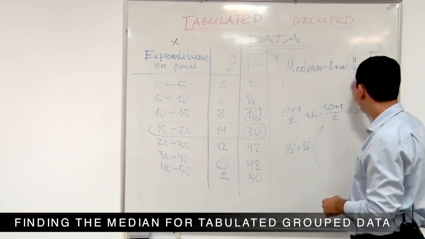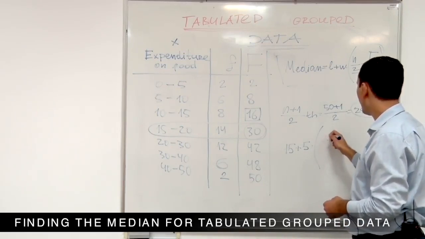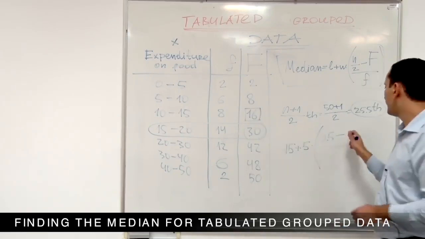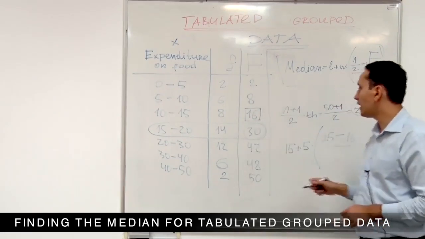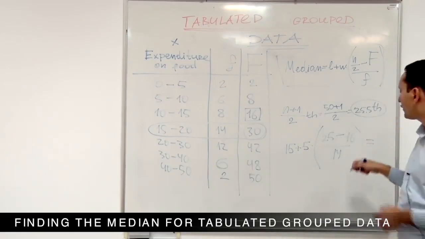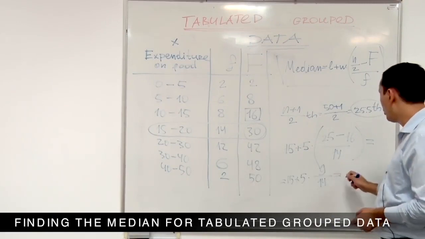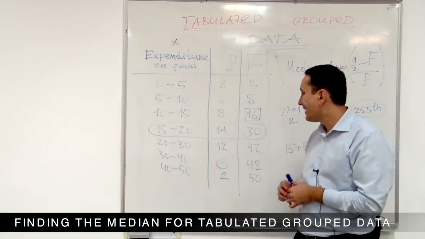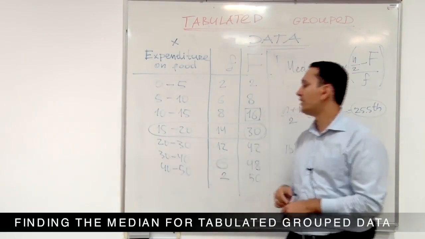That's going to be 50 divided by 2, which is 25, minus the cumulative frequency up to the median group, which is 16, divided by the frequency of the median group, which is 14. Now we calculate whatever is inside the brackets. You're going to get 18.2. So the median value for this grouped tabulated data is 18.2, which is located in this median group.